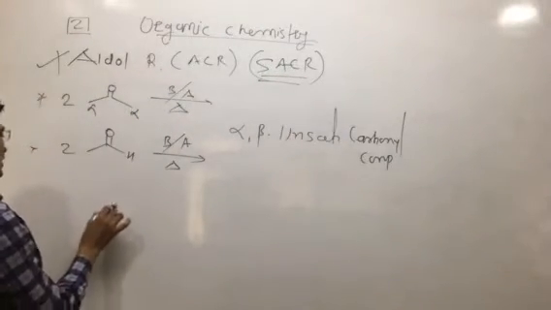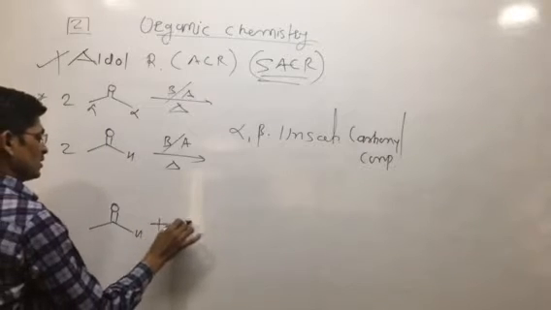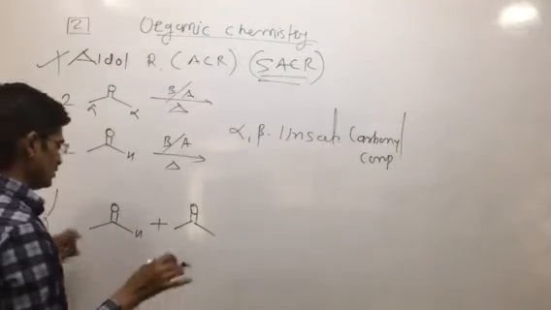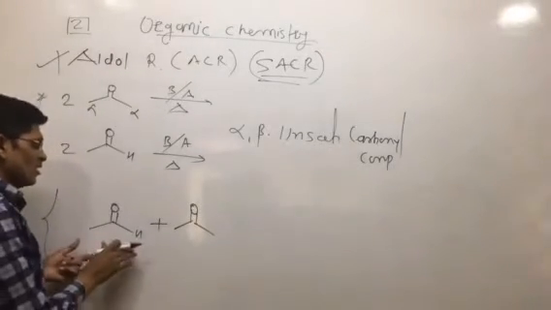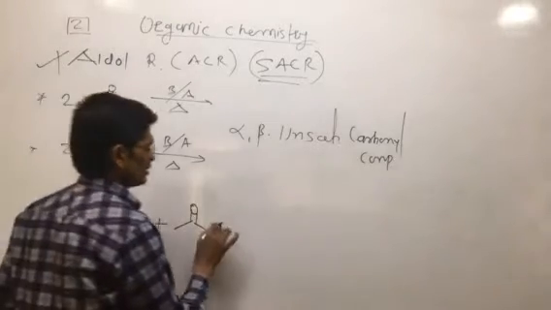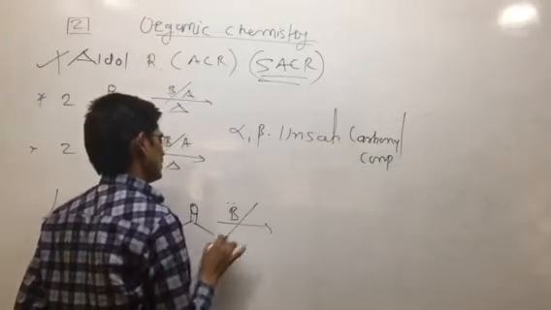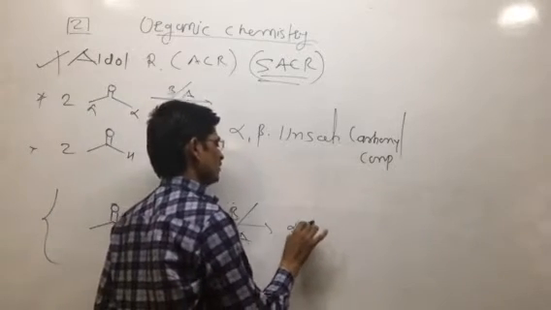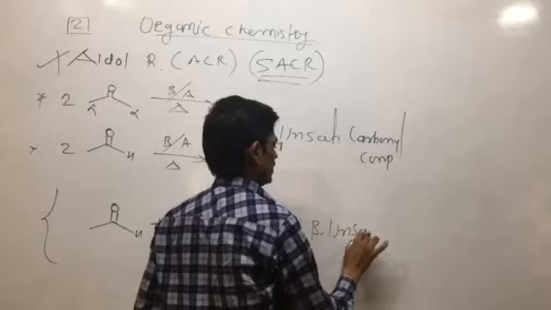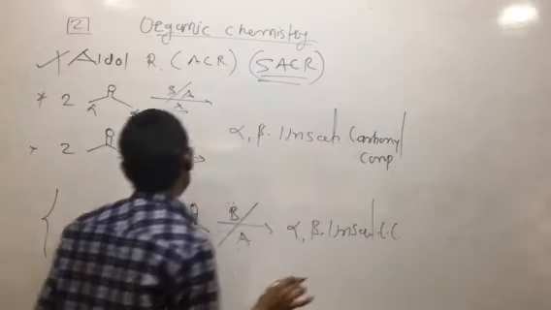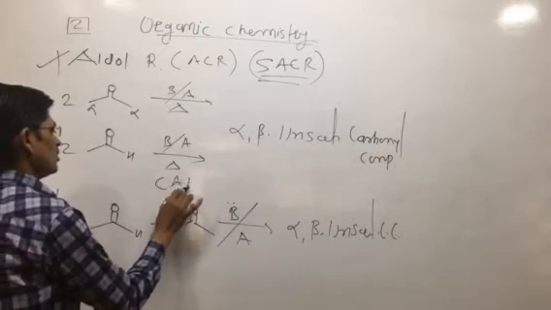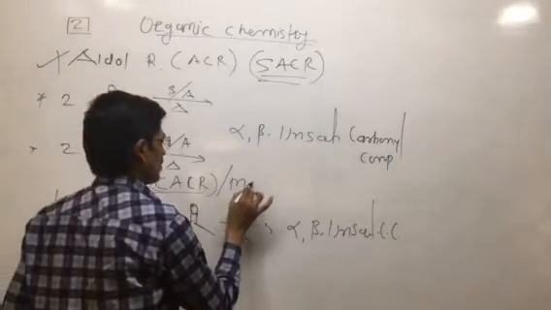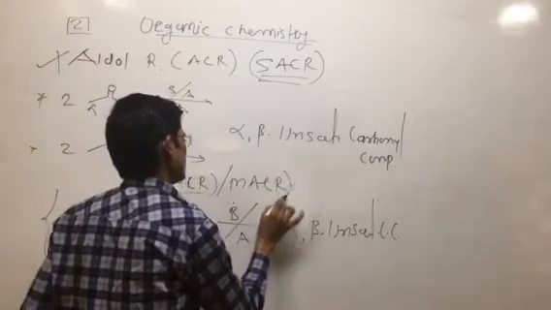If you take one aldehyde and another a ketone, not only aliphatic but also cyclic, not only acyclic but also cyclic, the reaction again takes place in the presence of acidic or basic condition, with formation of alpha beta unsaturated carbonyl compound. This is called cross aldol condensation reaction, or we can say this is also known as mixed aldol condensation reaction.